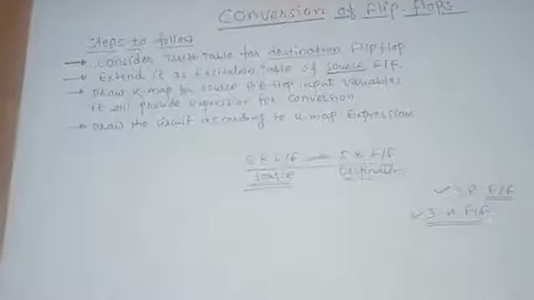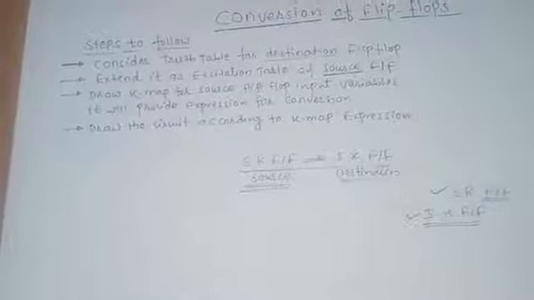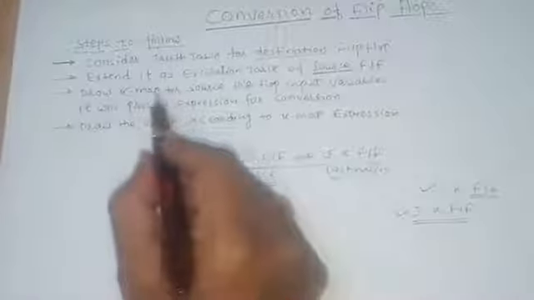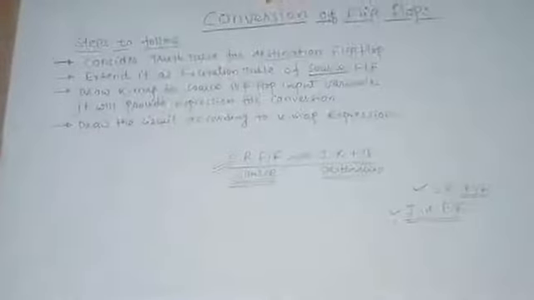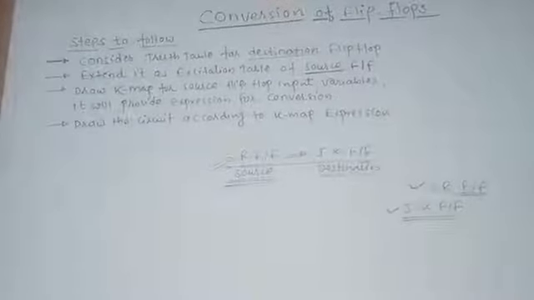Now after having the truth table and excitation table of these different flip-flops, the third step is to draw the K-map for the source flip-flop input variables, and it will provide the expression for the conversion. Means after having the K-map, we need to get the expression for the source flip-flop inputs, that is S and R, in terms of J and K, and finally we need to draw the circuit according to the K-map expression.